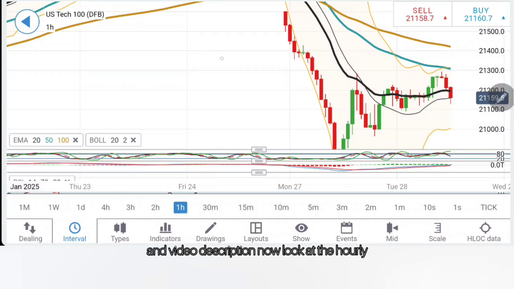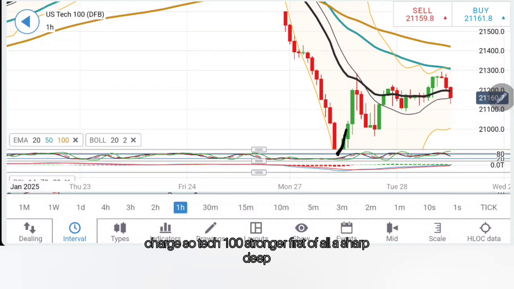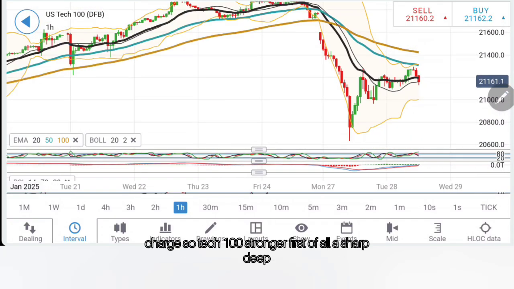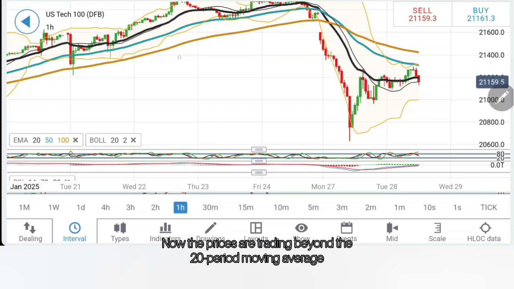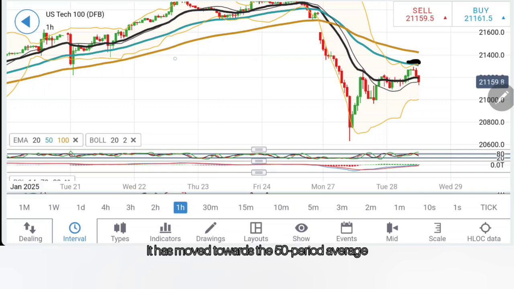Now look at the hourly charts for Tech 100. First of all, it was a deep sink with a deep sink here, and see what has happened. Now the prices are trading beyond the 20 period moving average. It has moved towards the 50 period average.